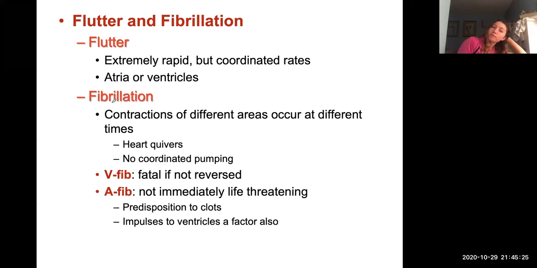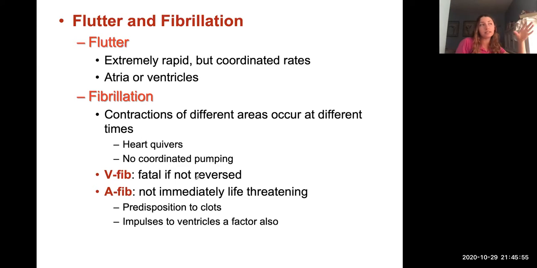So the flutter, or the extremely rapid rates, can lead, especially in the atria, she explained, very quickly to fibrillation, because if it's too rapid, then it can get confused. I don't know, it stops and quivers. It's just too fast. I don't really know how it does it. And VFib is really bad, you don't want that.